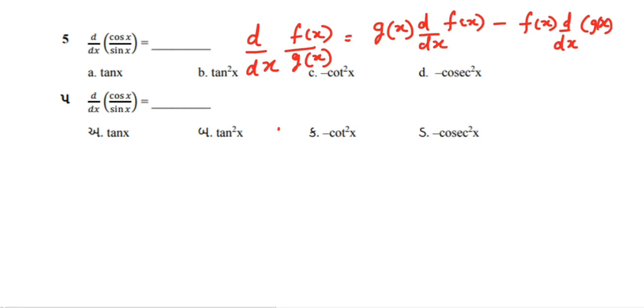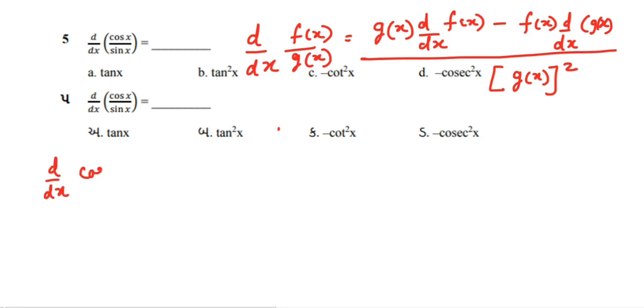g of x, upon denominator square, that is g of x whole square. So let me find the differentiation of cos x, and also I have to find it for sin x, so my work will be quite easy. The differentiation of cos x will be minus sin x, as you know this is a ready-made formula that you have learned, and for sin x it will be cos x.